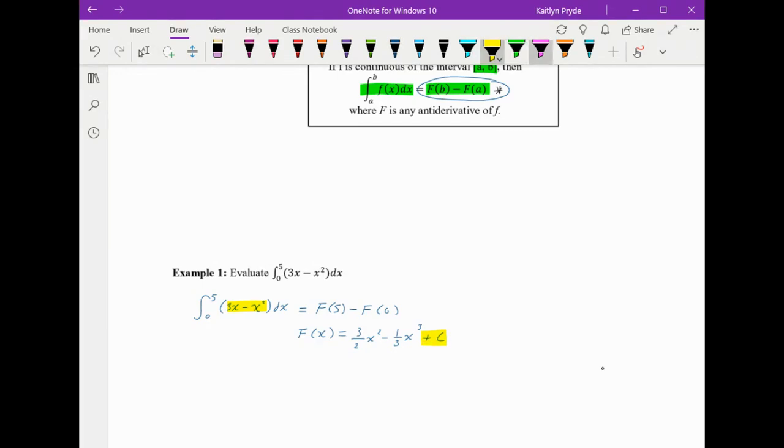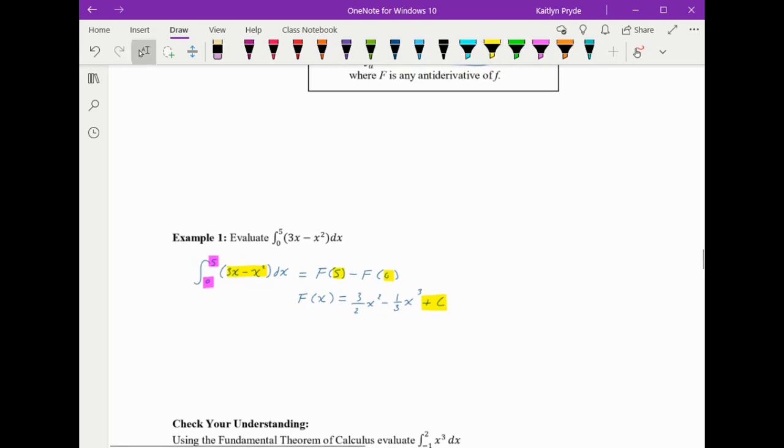But because we have a definite integral, meaning you are bounded, you have a lower limit and an upper limit, we actually don't need this C when we evaluate at 5 and at 0. So I'm going to eliminate that when I write out my entire area. Now I'm focused on this piece right here. I'm going to plug my 5 into my antiderivative. So I'm looking at 3 over 2 times 5 squared, minus 1/3 times 5 cubed. Again, I'm ignoring that C because I have a definite integral now.